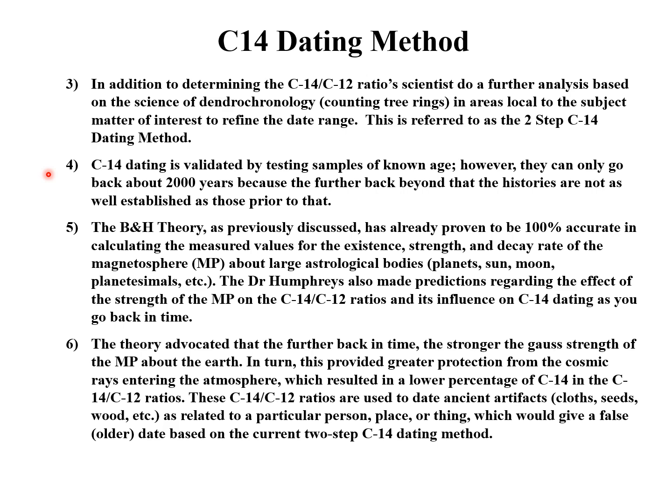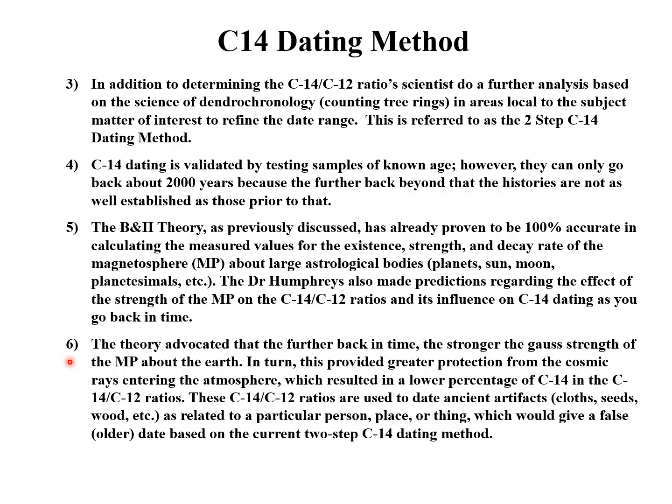As the B&H theory, as previously discussed, has already proven to be 100% accurate in calculating the measured values of the existence, strength, and decay rate of the magnetosphere about large astronomical bodies, Dr. Humphreys also made predictions regarding the effect of the strength of the magnetosphere on the carbon-14, carbon-12 ratios and its influence on carbon-14 dating as you go back in time. The theory advocates that the further back in time, the stronger the Gauss strength of the magnetosphere about the Earth.